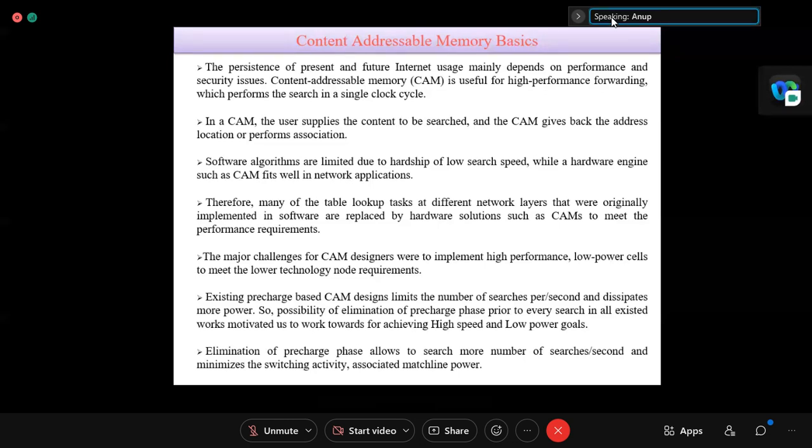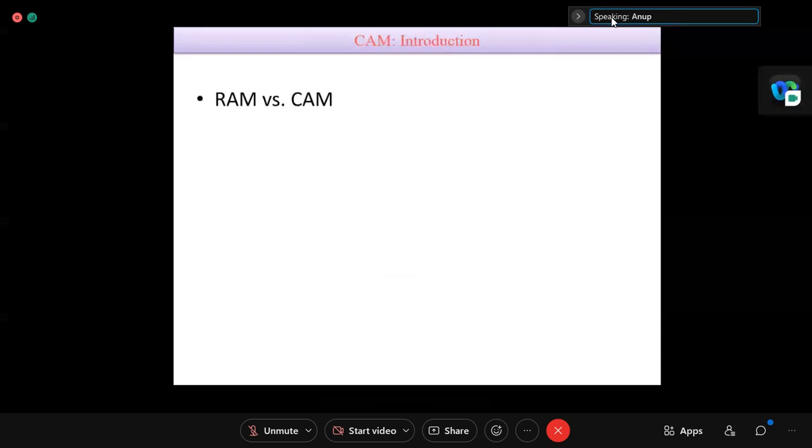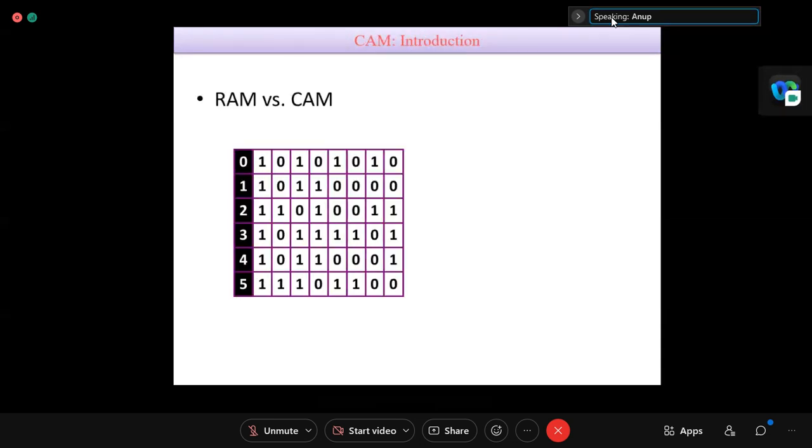I am not in computer science, but some of my colleagues are working on what the cache memory would be and what priority would be kept in the cache memory. Cache memory actually contains CAM, content addressable memory, along with SRAM. So, RAM versus CAM.